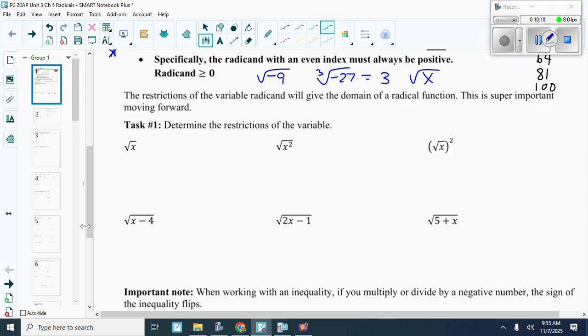So determine the restrictions of the variable. The way that we do this is we take whatever the radicand is, and we say that it has to be greater than or equal to 0.